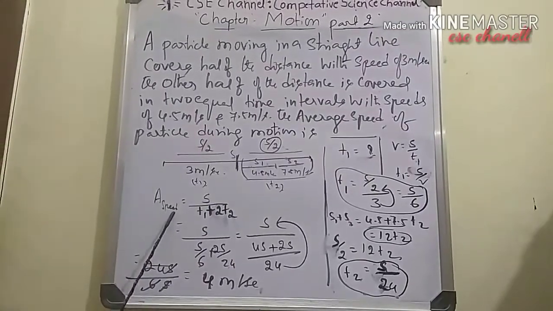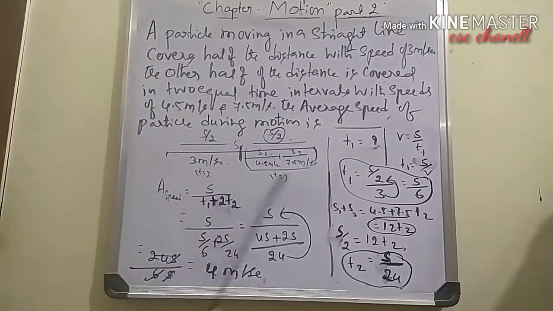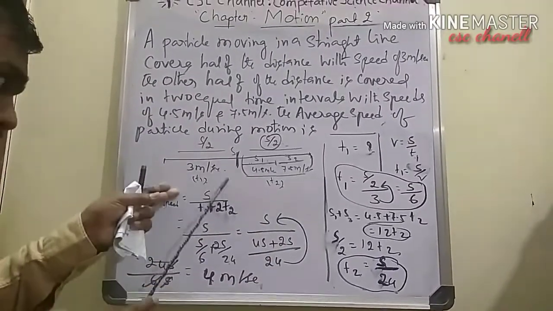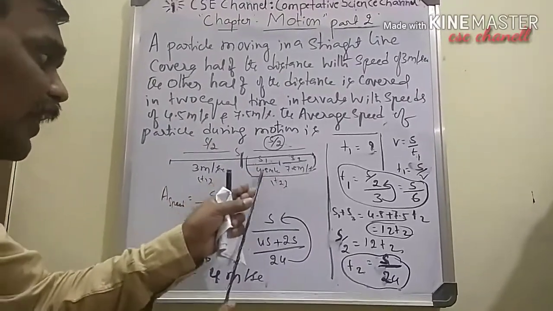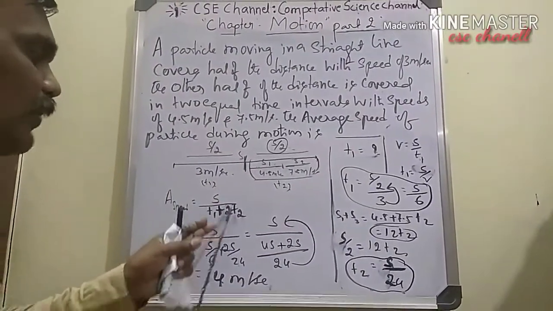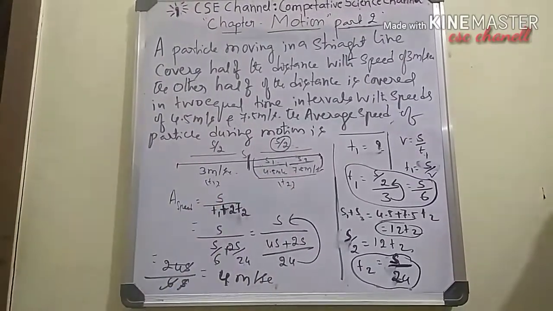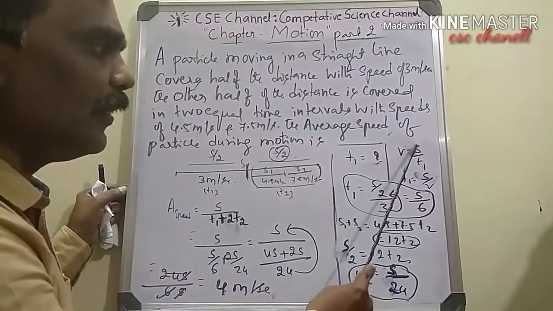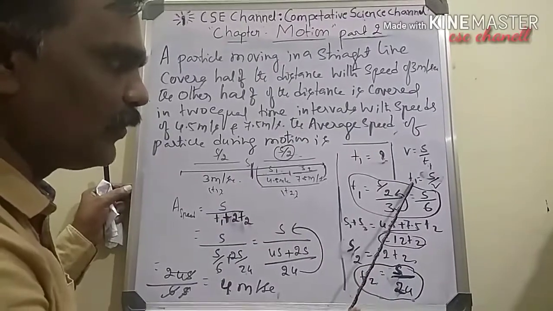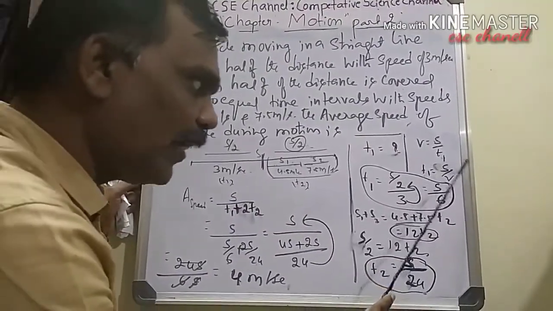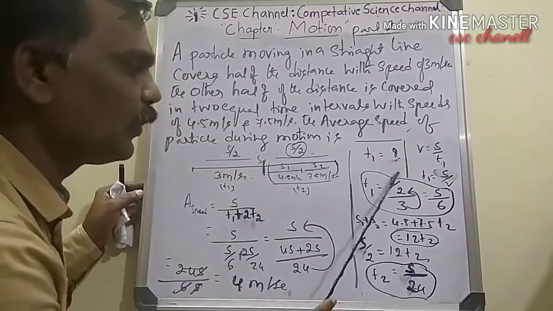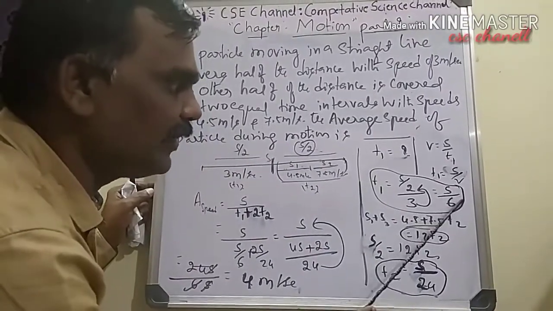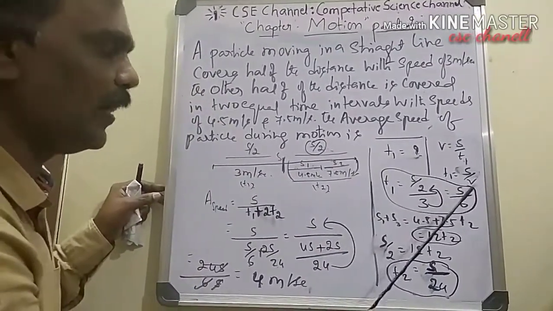Then the average speed is equal to the total distance, S, divided by the total time taken. This is one time, and this is another time, so the total time is T1 plus 2 T2. Here we want to calculate T1. Speed is equal to distance divided by time taken, so time is equal to distance divided by speed. So T1 is equal to S by 2 divided by 3, which gives S by 6. So T1 becomes S by 6.